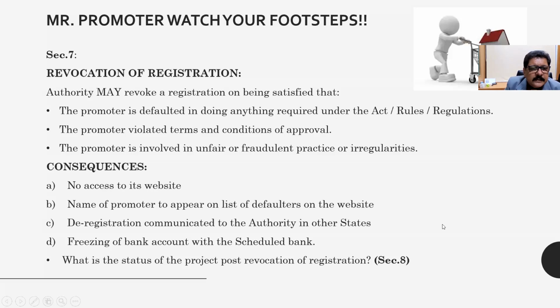Section 7, the revocation of registration. Authority may revoke a registration on being satisfied that the promoter has defaulted in doing anything required under the Act, rules and regulations. The promoter violated the terms and conditions of approval. The promoter is involved in unfair or fraudulent practice or irregularities. Consequences: no access to its website, name of the promoter to appear on the list of defaulters on the website, deregistration communicated to the authority in other states, means throughout India he will be blacklisted, freezing of his bank account with the scheduled bank. What is the status of the project post revocation of registration?